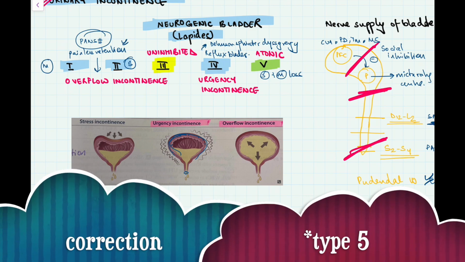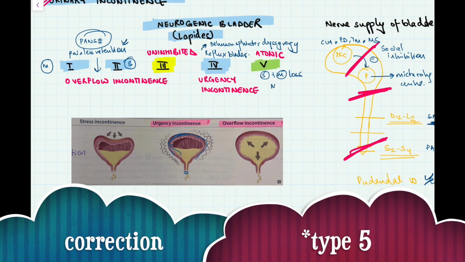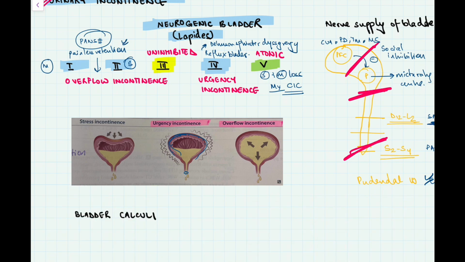For management of type 4 neurogenic bladder, only catheterization is the option. So clean intermittent catheterization needs to be done in cases of type 4 urinary bladder, right? So let us revise again.